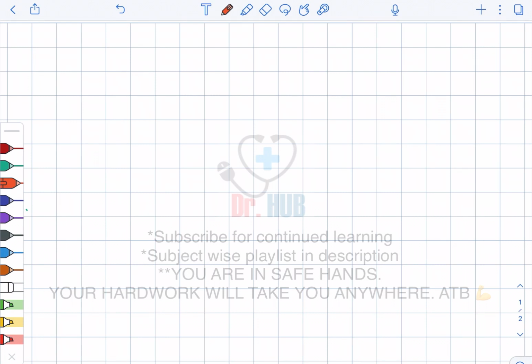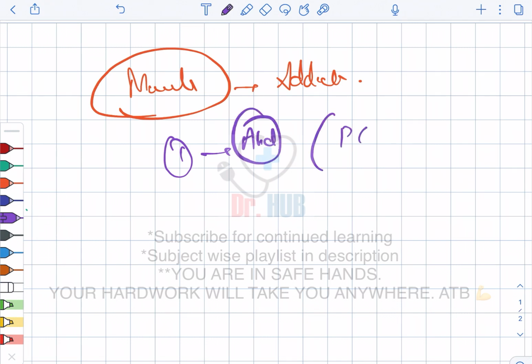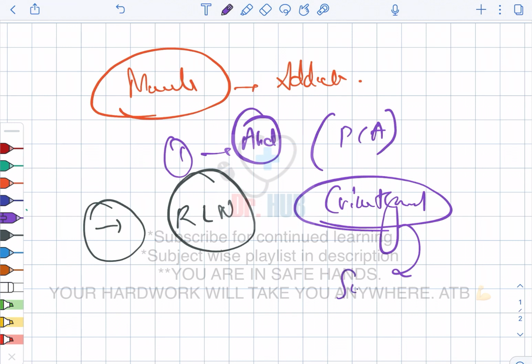Now looking at some pointers. If you see, all muscles are adductors, whereas one muscle is abductor, and this is the PCA. Next, all muscles are supplied by the recurrent laryngeal nerve, whereas the cricothyroid, this is supplied by the superior laryngeal nerve.